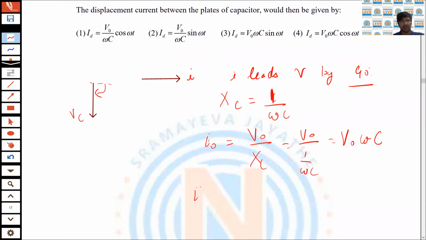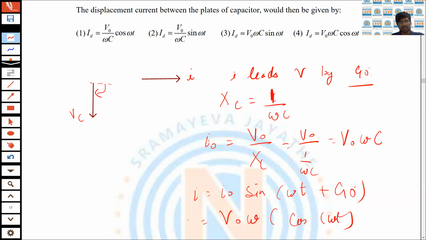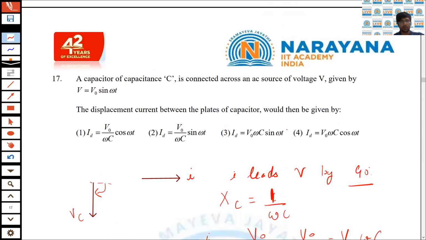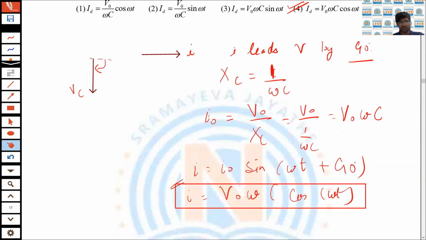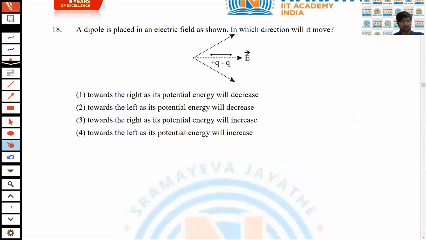And obviously the value of current is I naught sine of omega t plus the phase difference, which means 90 degrees. This boils down to V naught omega C cos of omega t, and this is our correct option. So the correct option is the fourth option. So 17th, correct answer is fourth. Now let's come to the 18th question.